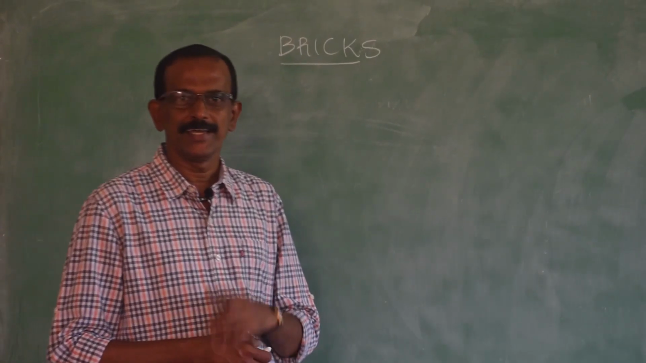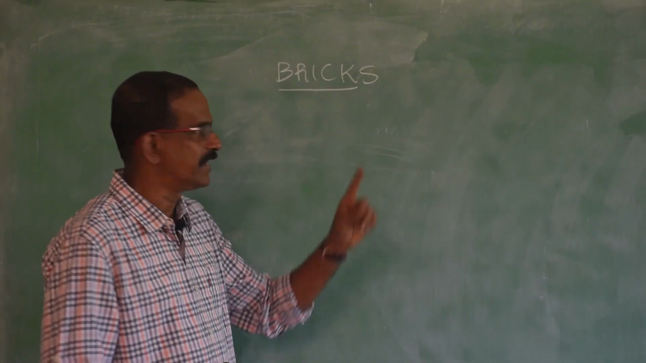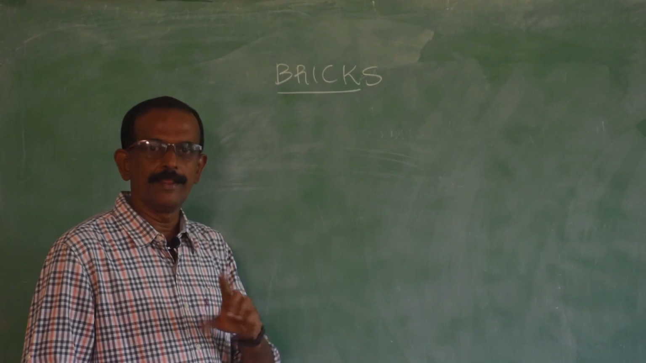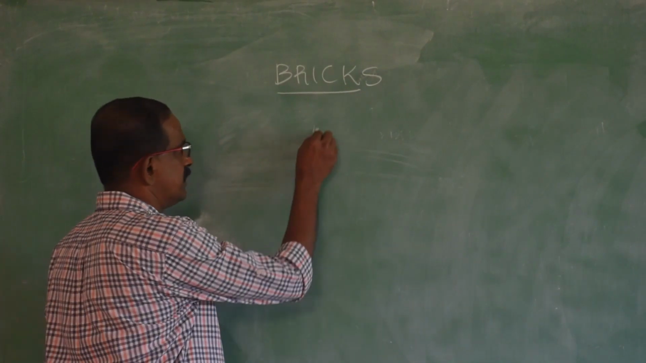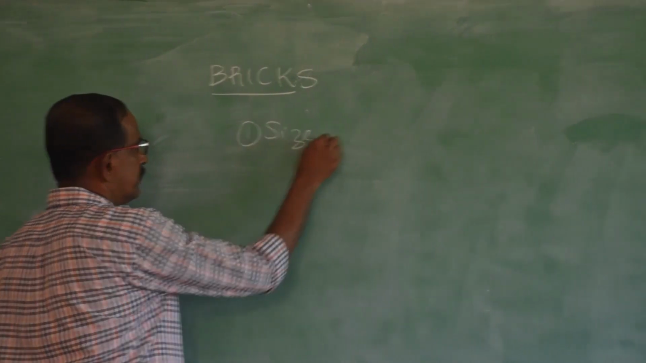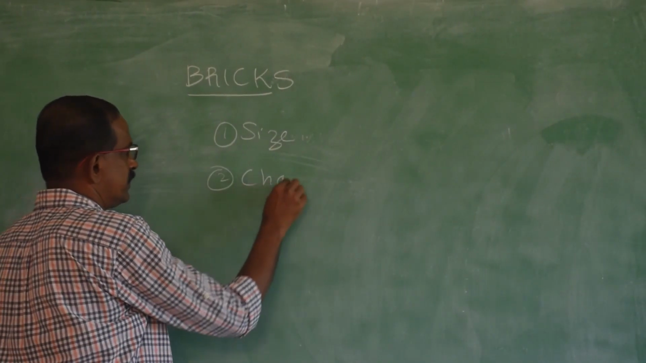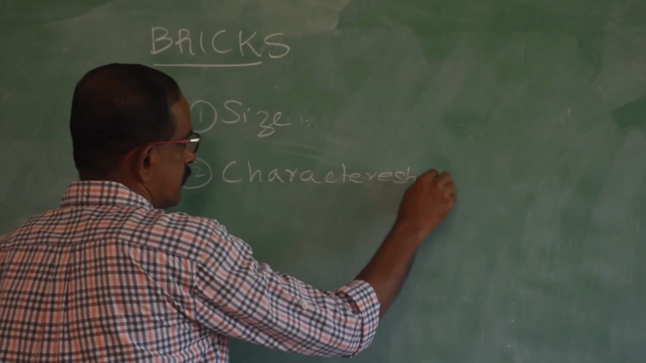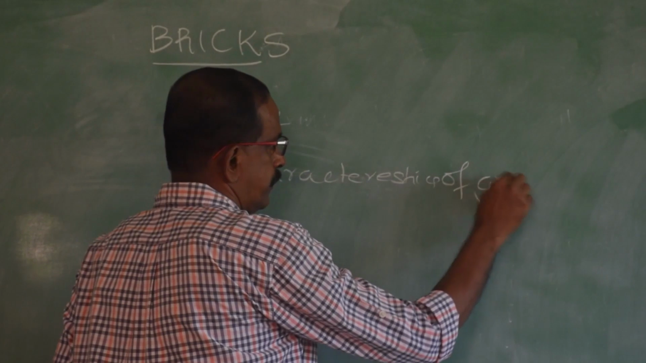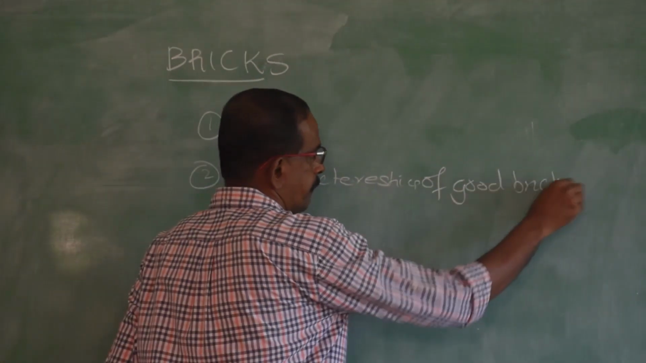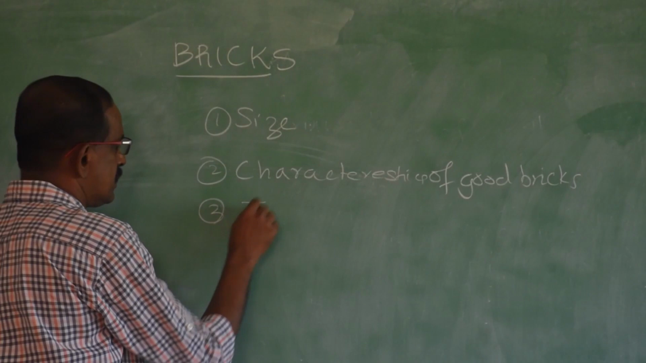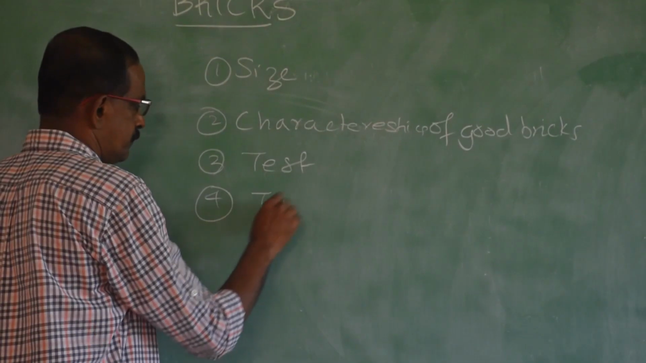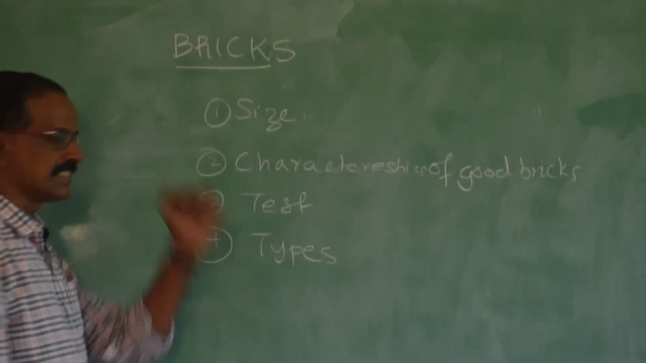Hello, next material used for construction is brick. So, we will discuss this material under the following titles. First, we will see what is the size of a brick. Then we will see what are the qualities or characteristics of good brick. Then we will see the tests and finally we will discuss the types. So, first we will see the size.